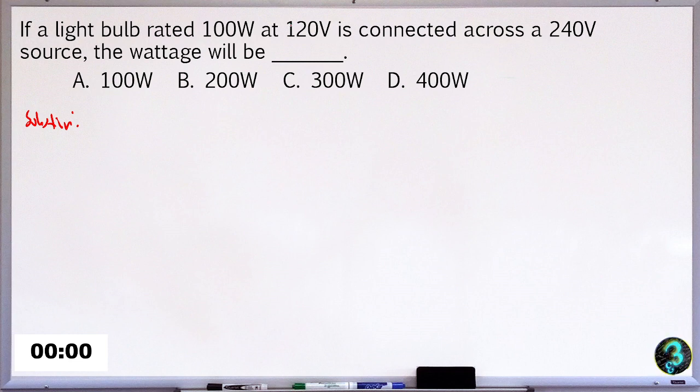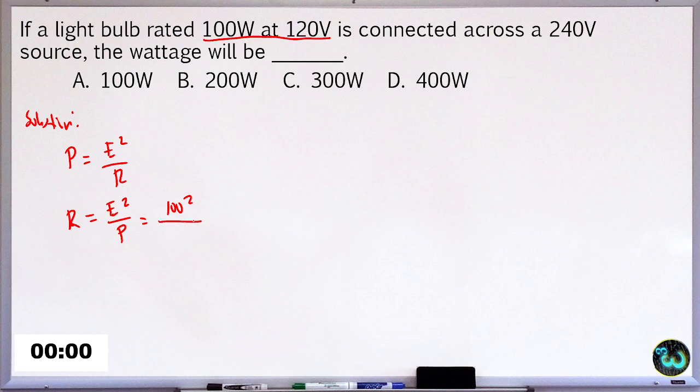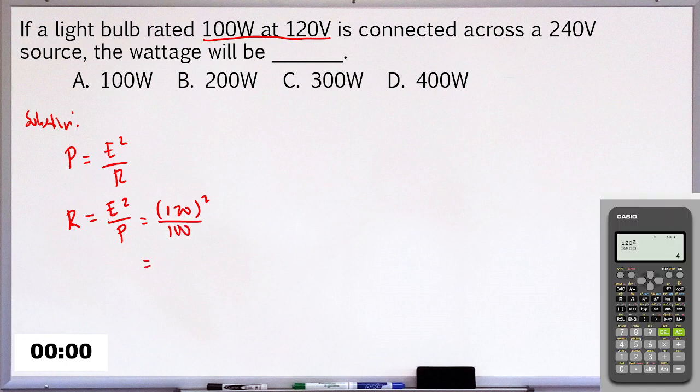Okay, from its rating, you can solve for the resistance, because for the device the resistance is constant, because the resistance depends on the material. To solve for the resistance, let's go back to the shortcut formula we used earlier. P is equal to E squared over R, so R is equal to E squared over P. For this one, these are the values we will use. So we have 100 squared divided, wait, it's the other way around, 120. So 120 squared divided by the power, which is 100. From that, you can now solve for your resistance. So 120 squared divided by 100.